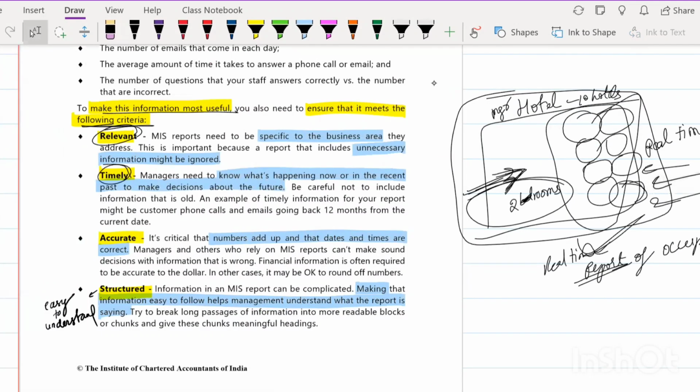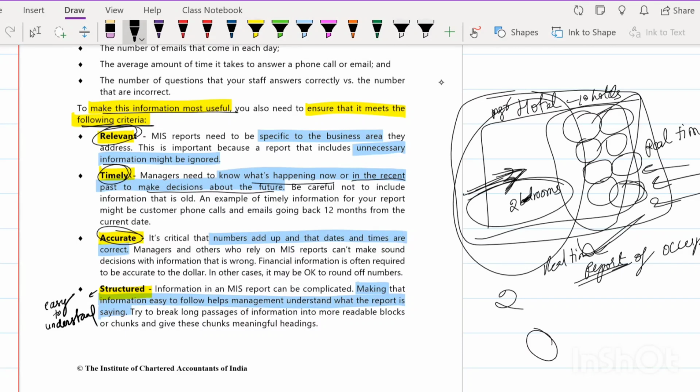Next is timely data. Right now, in real time, how many rooms are available? What's happening now or in the recent past, to take decisions about the future. So timely data must be available. Next is accurate data. If there are only 2 rooms available, it should only show 2. Okay, it should not show more than that. And if the system is there and there might actually be rooms available, but the system shows that there are 0 rooms available, that also should not happen.